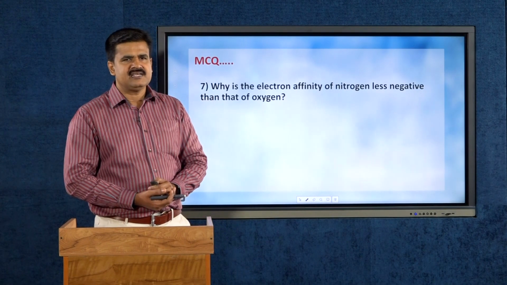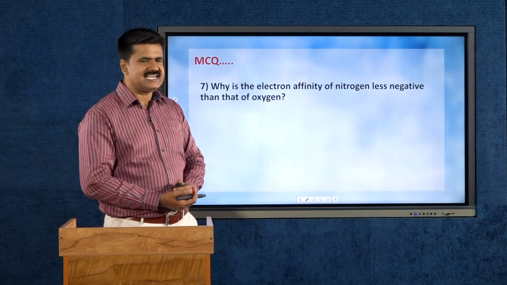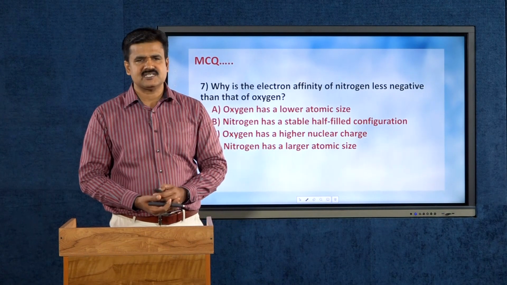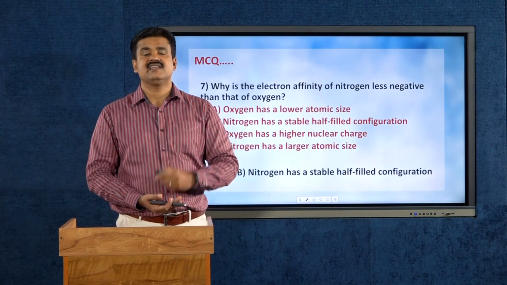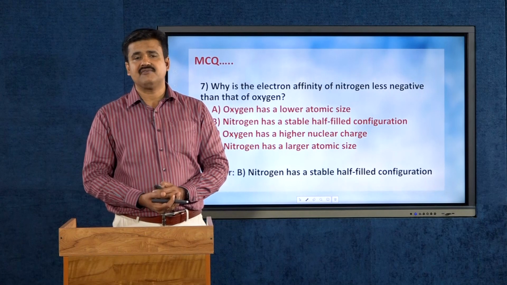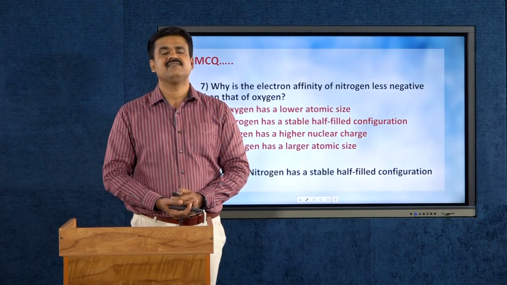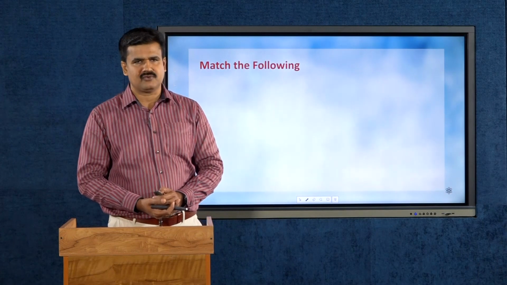Why is the electron affinity of nitrogen less negative than that of oxygen? These are the options, and the answer is very clear. Nitrogen has stable half-filled electronic arrangement of 2p3 when compared with the oxygen, which is having an arrangement 2p4.